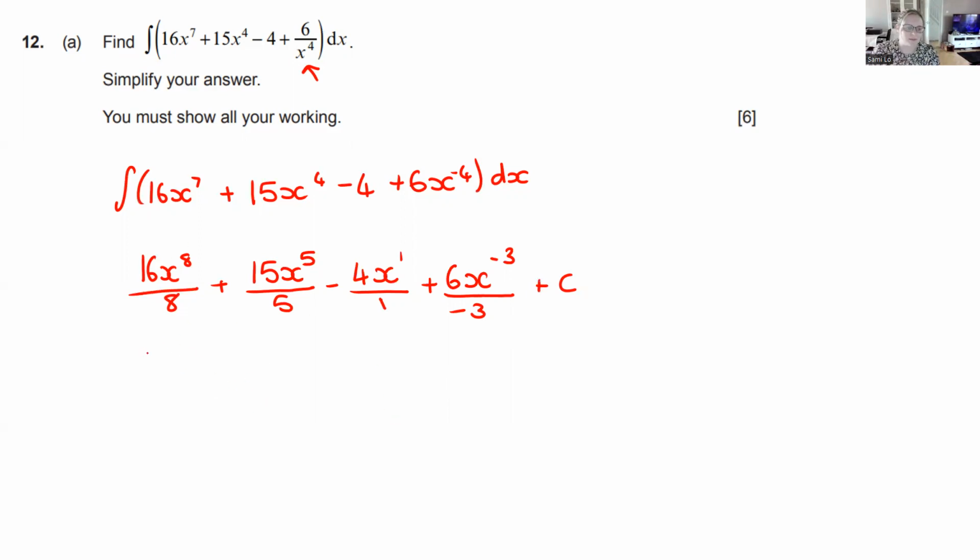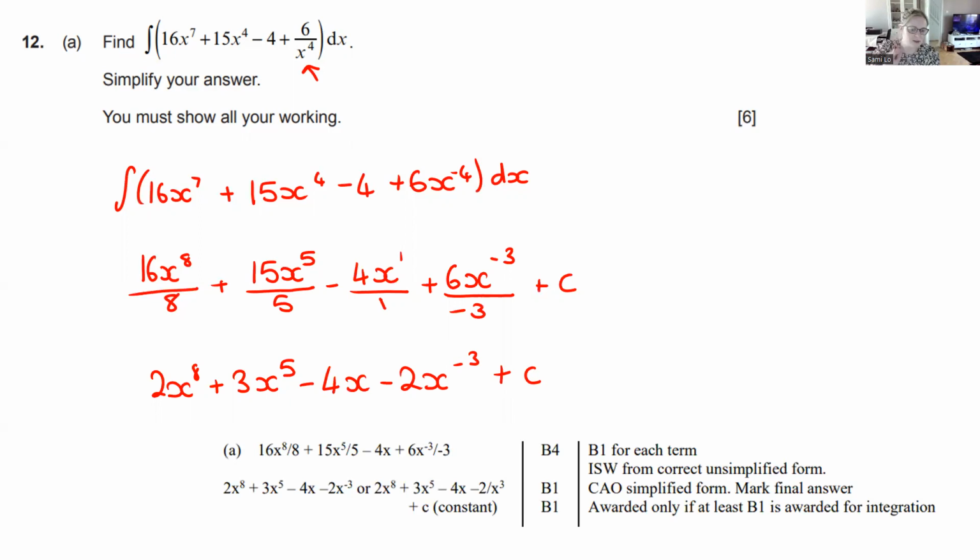Now we're going to simplify this down. So 16 divided by 8 gives us 2x to the power of 8. 15 divided by 5 gives us 3x to the 5. That's still going to be minus 4x. We don't need to bring it to the 1. And then 6 divided by minus 3 is going to give us minus 2x to the minus 3 plus c. All done.